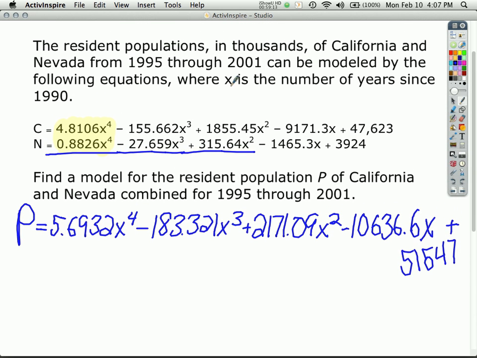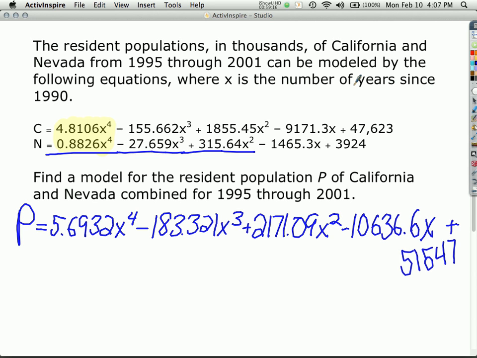Now, x is the number of years since 1990. So if I wanted to study 1997, I would take a 7 and plug it in everywhere there's an x and simplify everything, and that would tell me the combined population for both states in that year. If I wanted to study the year 2000, then I would plug in a 10 everywhere the x is, and then simplify everything. That would tell me the combined population for California and Nevada in the year 2000. Anyone have any questions on how we put these two expressions together?